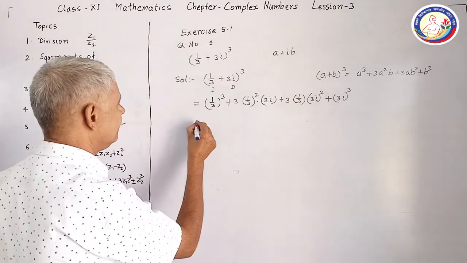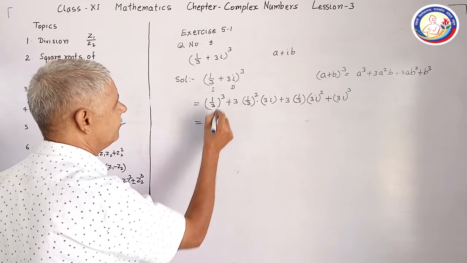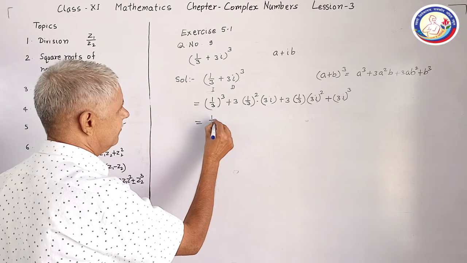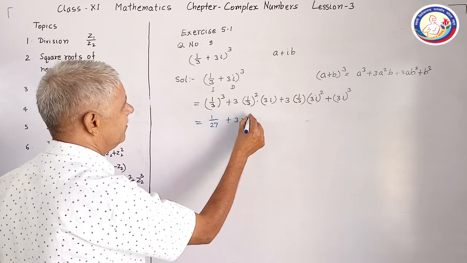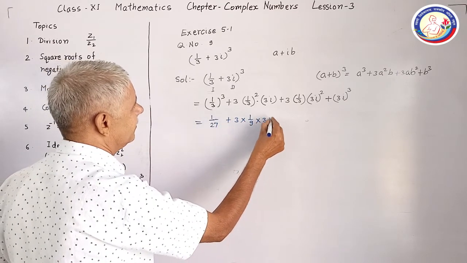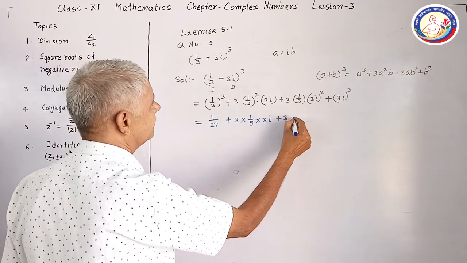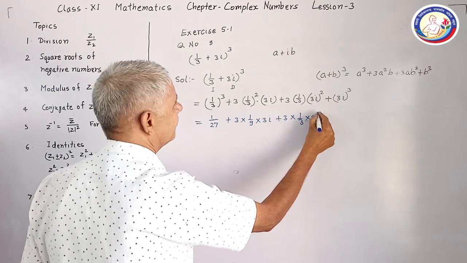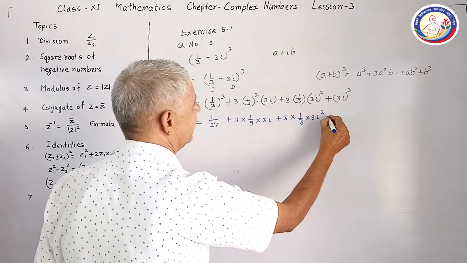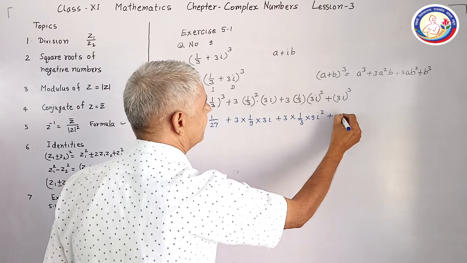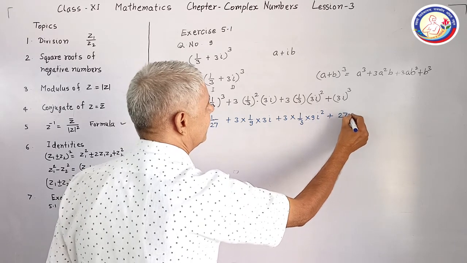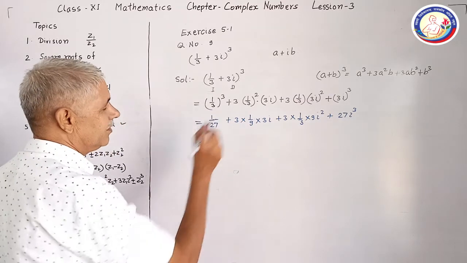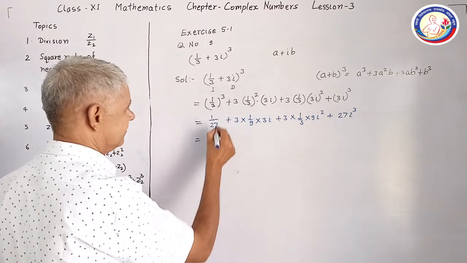Simplify this. (1/3 ι)³ will be 1/27 + 3 × (1/9) × ι² ... plus 3 × (1/3) × 9ι² and plus 3 × 3 × 3, 27ι³. Very simple mathematics. Now solve it.